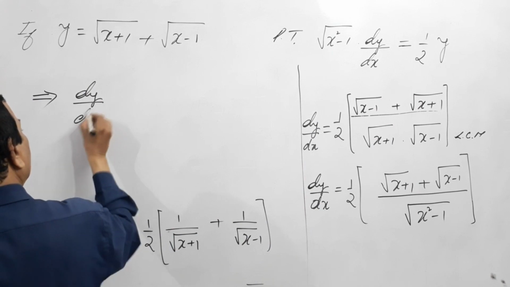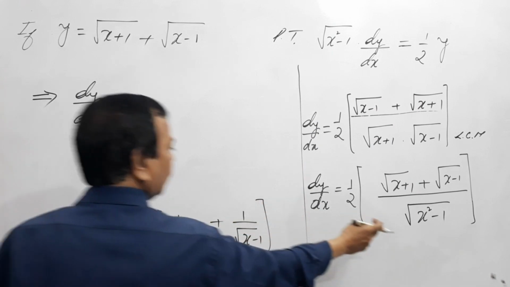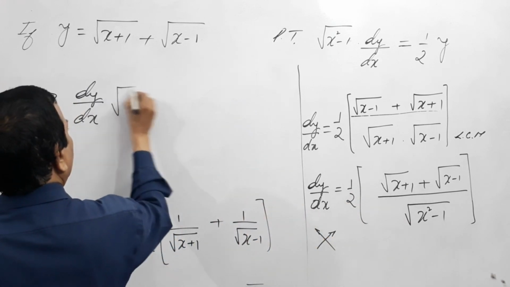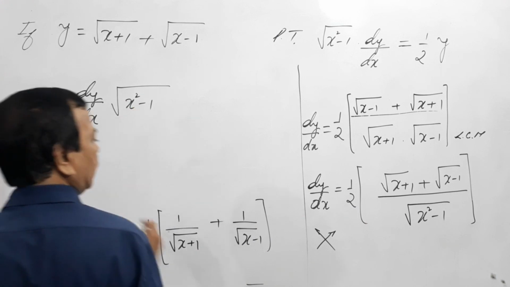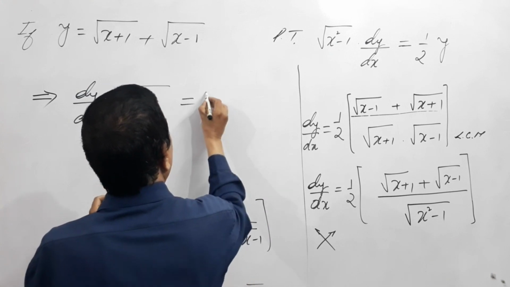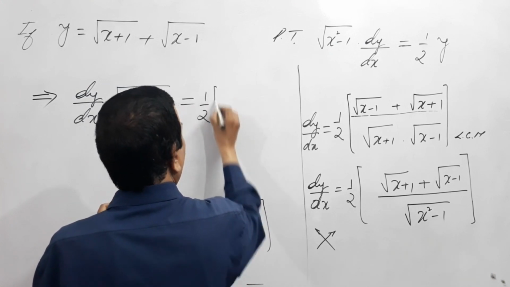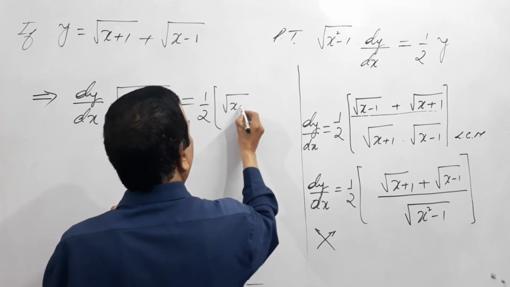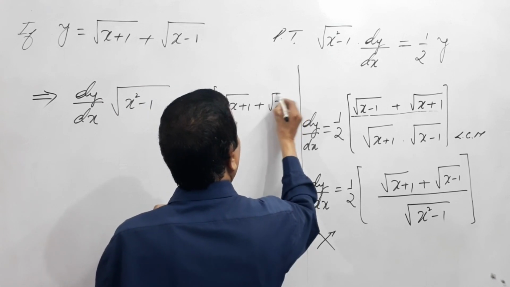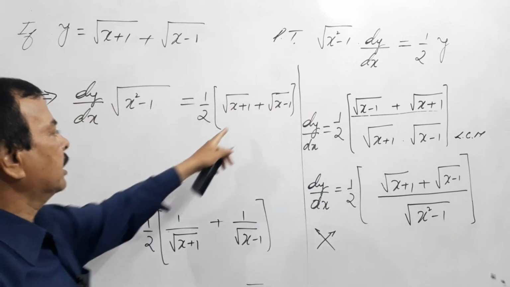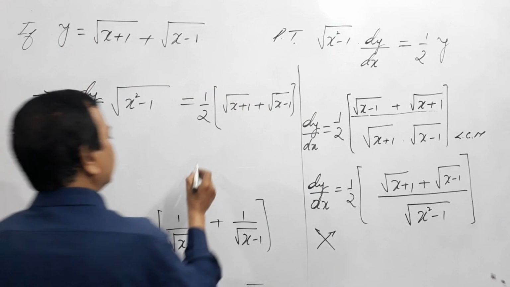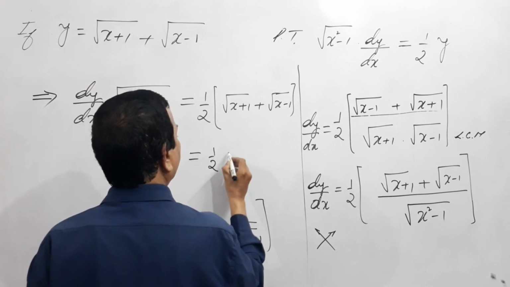So this becomes, that implies dy by dx into, I cross multiply, I write this, cross multiply, this becomes under the root x square minus 1 equals to half into root of x plus 1 plus under the root x minus 1. Right? What is under the root x plus 1 plus under the root x minus 1? It is nothing but your y. So this is nothing but half into y.